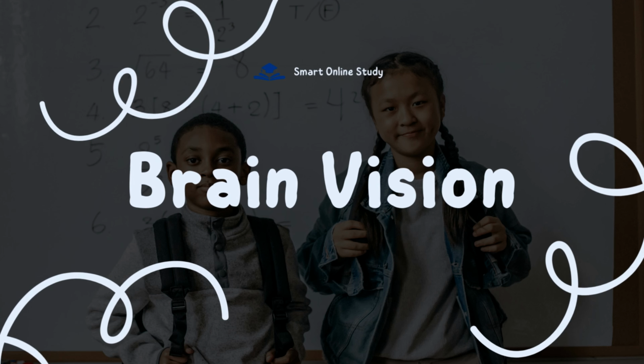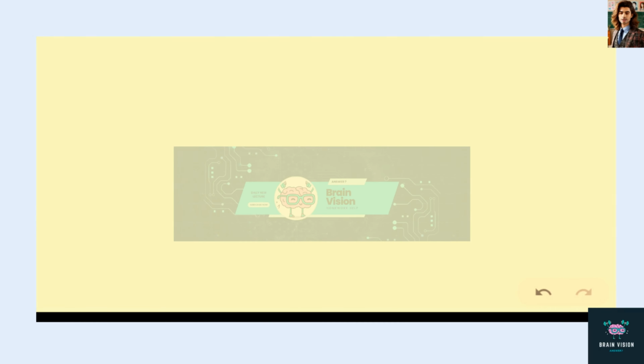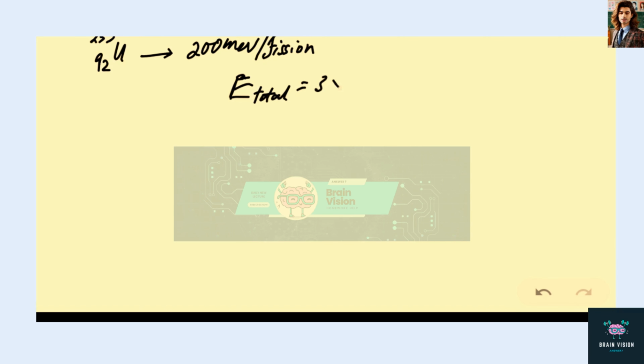Now, from previous questions, we know that uranium-235 releases about 200 MeV per fission reaction. We want to find the mass of uranium-235 required to produce a total energy of 3 times 10 to the power 7 joules.